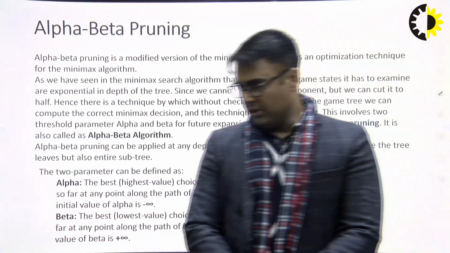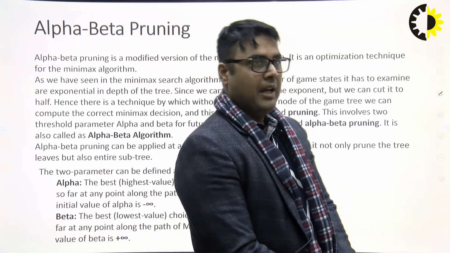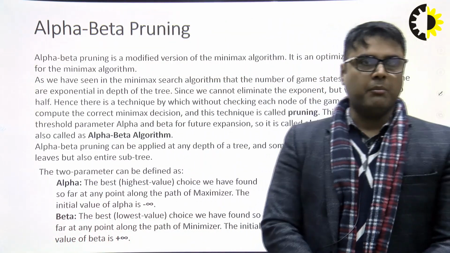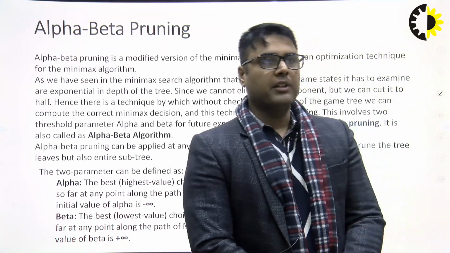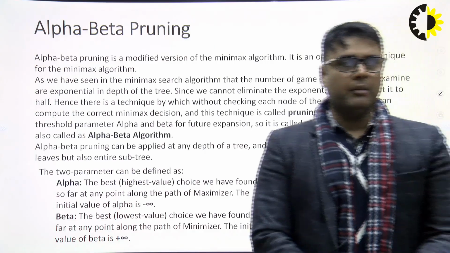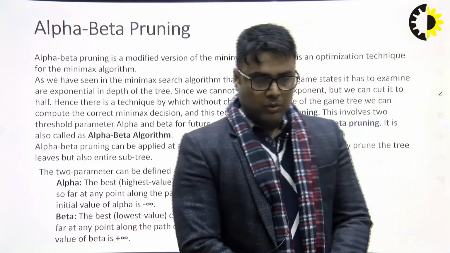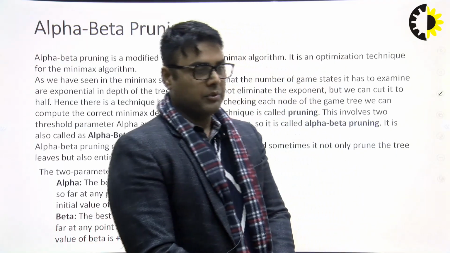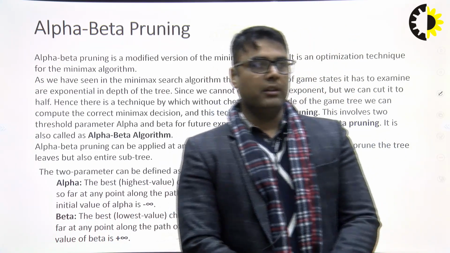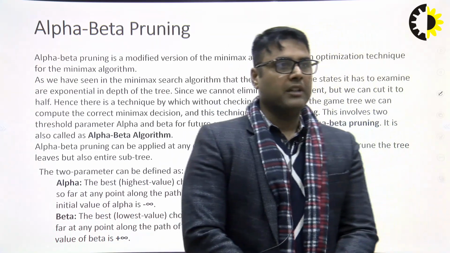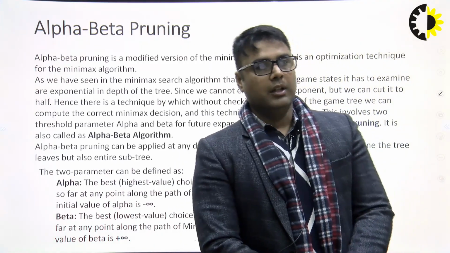Alpha beta pruning is a modified version of the minimax algorithm. In the minimax search algorithm, the number of game states it has to examine is exponential in the depth of the tree. We cannot eliminate the exponent, but we can cut it to half. In minimax you have to search every node, but in alpha beta pruning we cut some parts, so the time complexity is reduced. So alpha beta pruning is the most important part for examination.